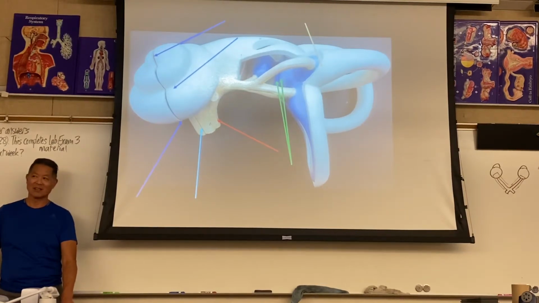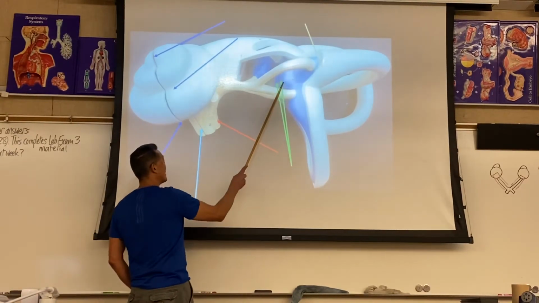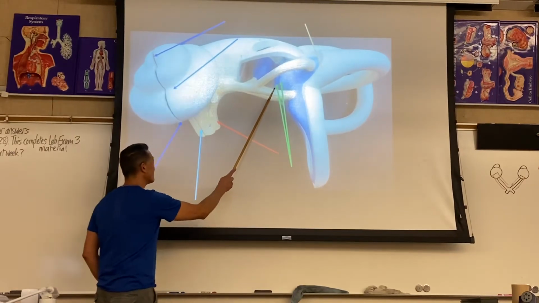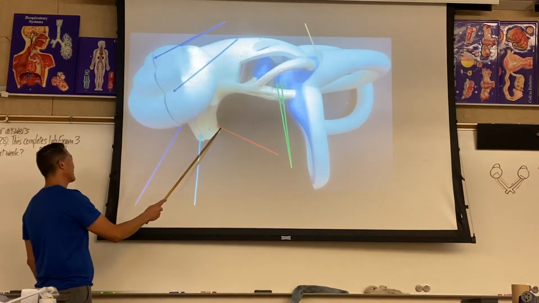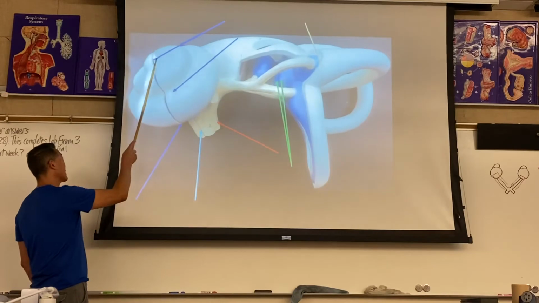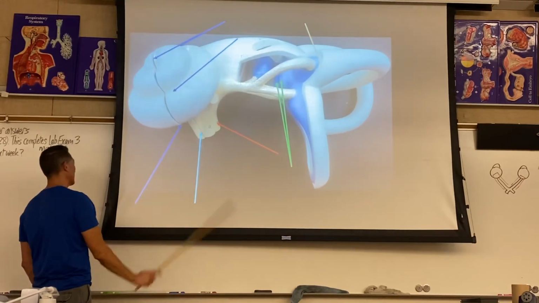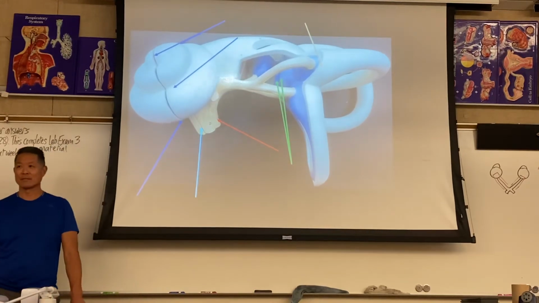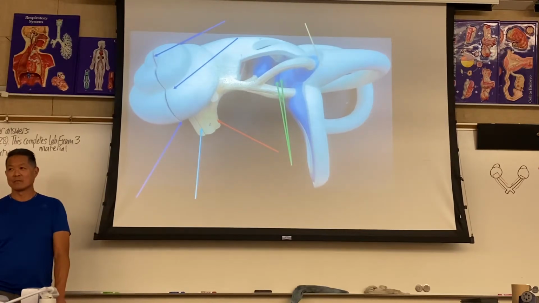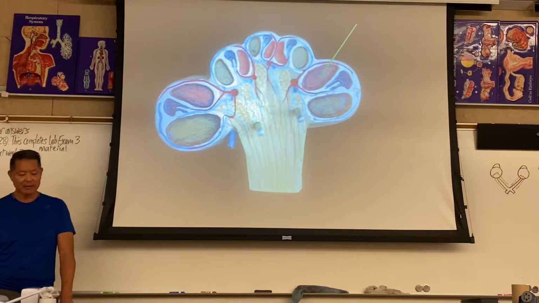Do I need to go over any of these? Can you just go through them? Ampulla, utricle, saccule, vestibular nerve, base, coil, apex of the cochlea, cochlear nerve. Okay, apex, base. Is that good? Yeah. All right, now we can open up the cochlea.